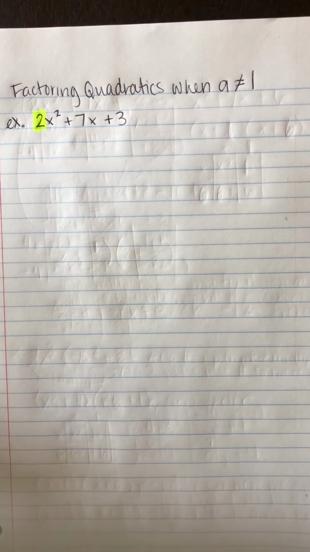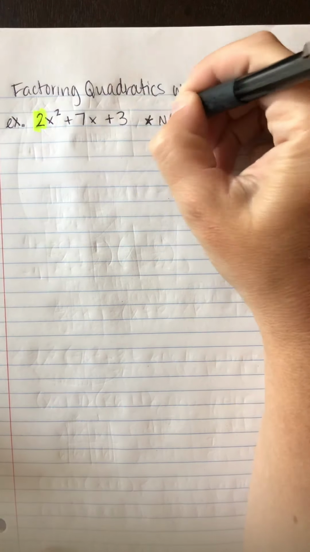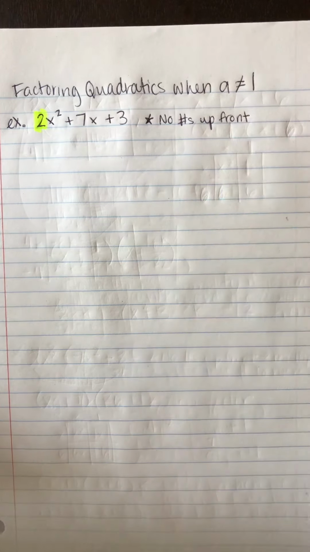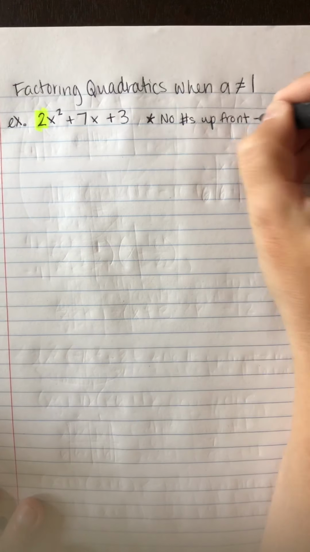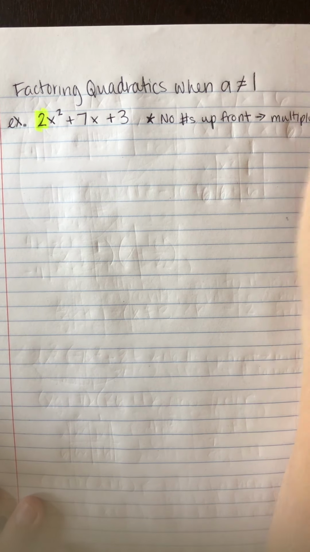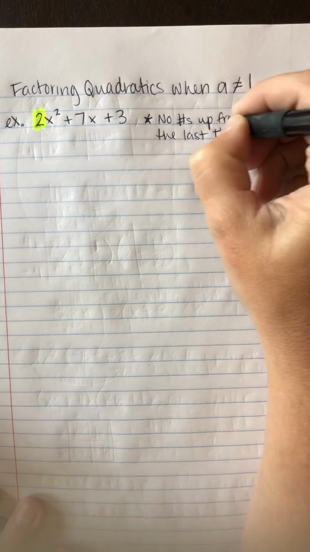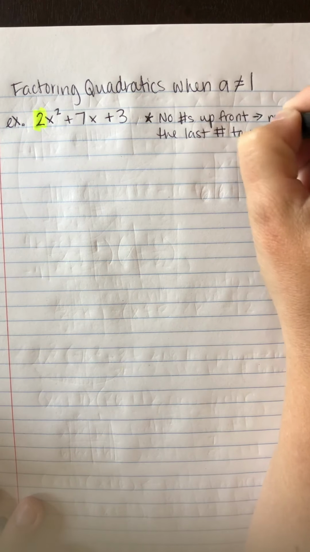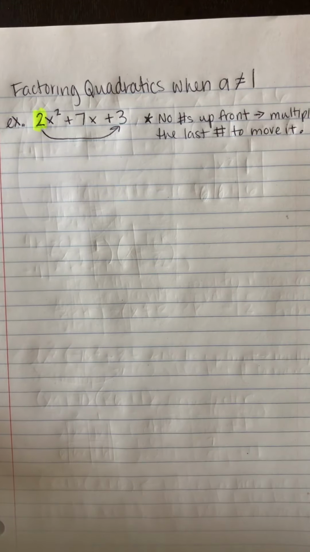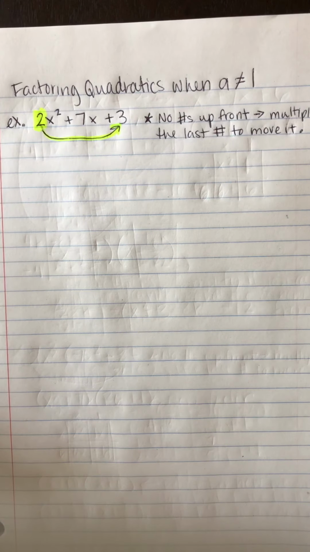Now we don't want to have a coefficient of anything but 1 there. So the very first thing that we're going to do, we're going to say no numbers up front. And the way we're going to get rid of this is we're actually going to take that number and multiply it by the last number. And that's how we're going to move it. All right, so we're going to take this 2 and bring it over here. We're going to multiply it by that 3. So we're moving it all the way over here and we're going to be multiplying.